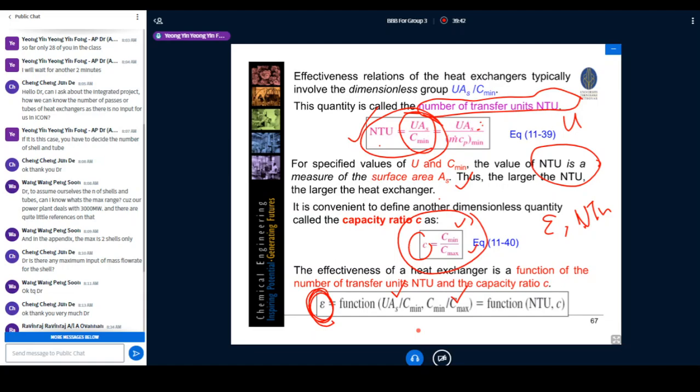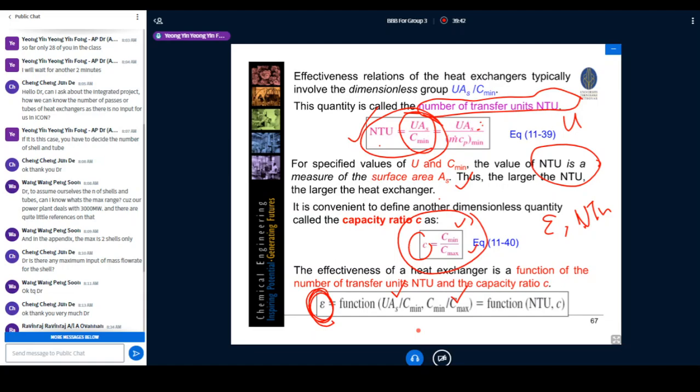Okay, so meaning that in order to get the effectiveness of the heat exchanger, you must know the NTU value and you must know the C. NTU is the number of transfer units, a function of surface area, and it can be defined as UAs divided by Cmin. Okay, this is how we get this relationship.